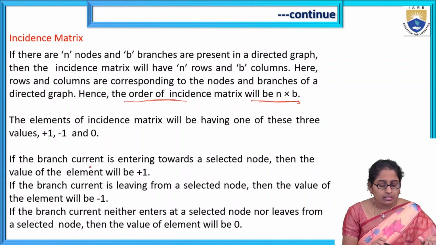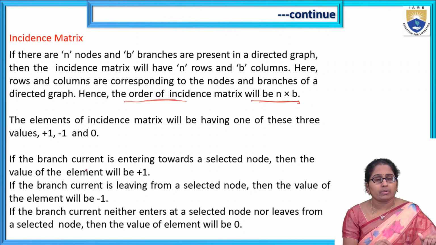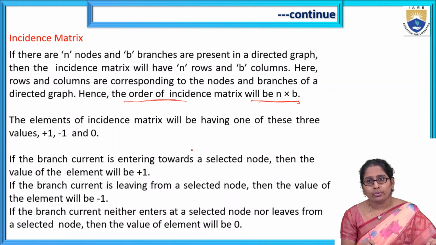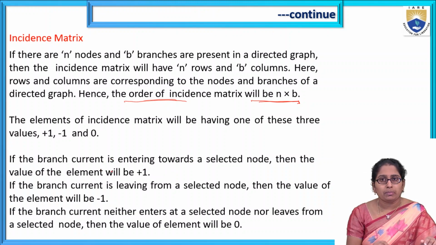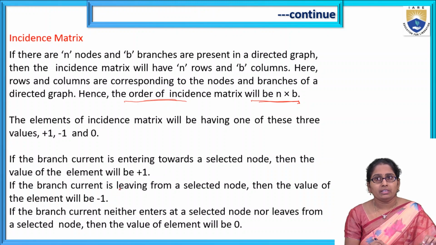See that if a particular branch current is entering towards a selected node, then the value of the element will be +1. If we take a particular branch current in a given directed graph, and it is entering towards a particular selected node, then the value of that element will be +1.